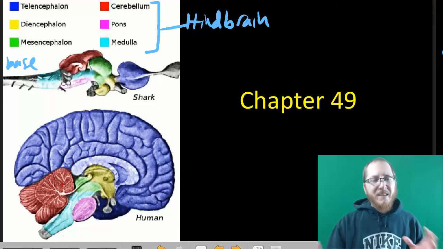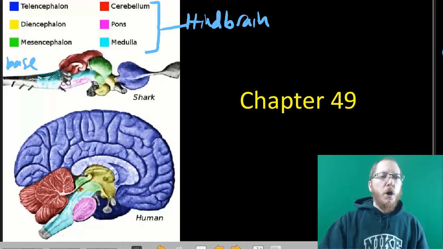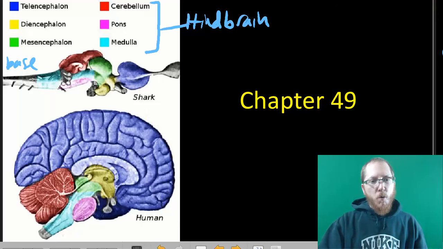So these are going to vary in size though. You can tell in the shark it's actually a huge portion of the brain. You're probably talking like 40% of it or so, whereas in the human you're probably talking more like 10 or 15% of the total brain.